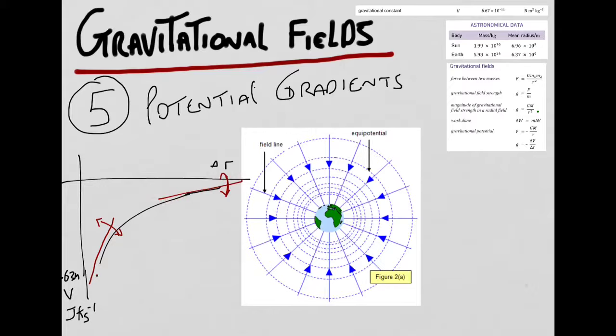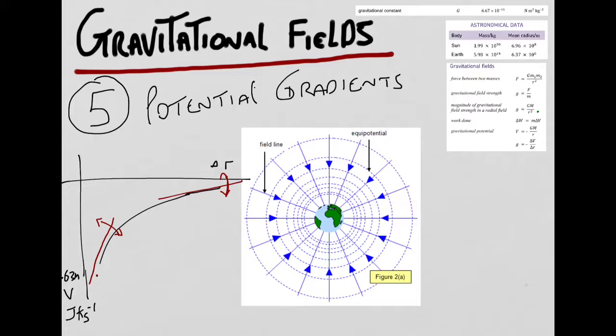So going back to our original picture, that explains what we mean to some degree, that the potential gradient is a kind of a measure of the distance between these lines, but it's a measure really of how quickly V is changing as we're moving away from Earth. Here, V is changing very rapidly as we're moving away from Earth, but as we get further out, V is changing less and less.